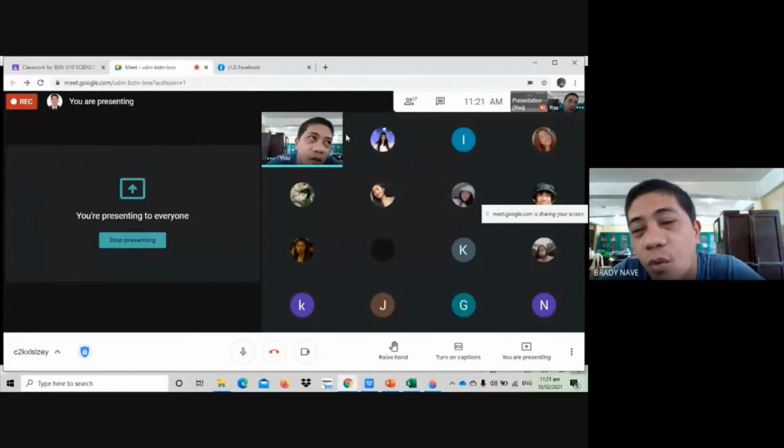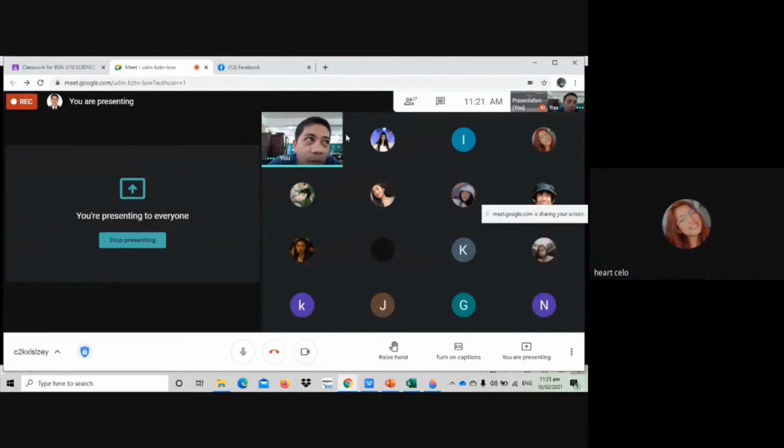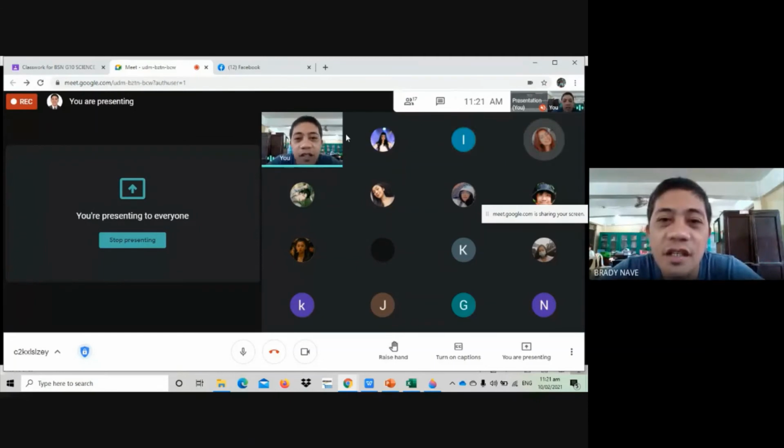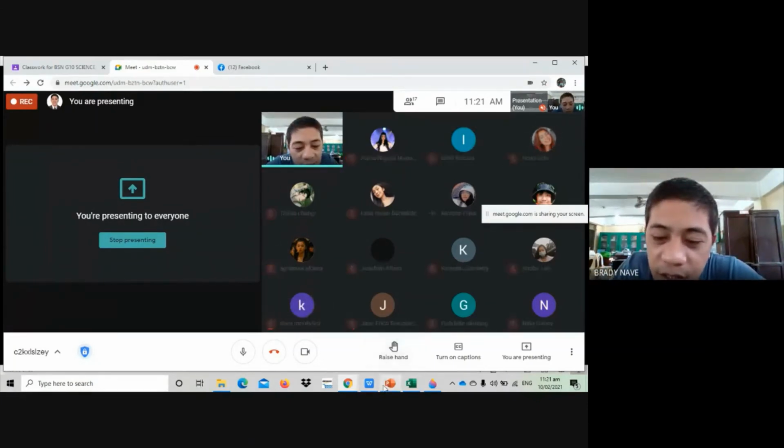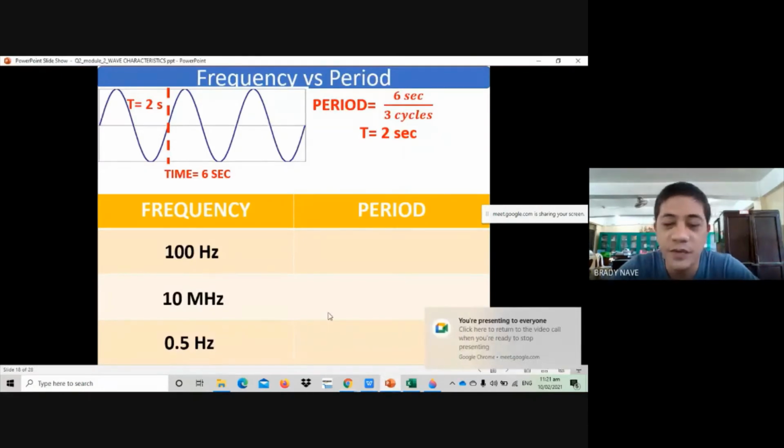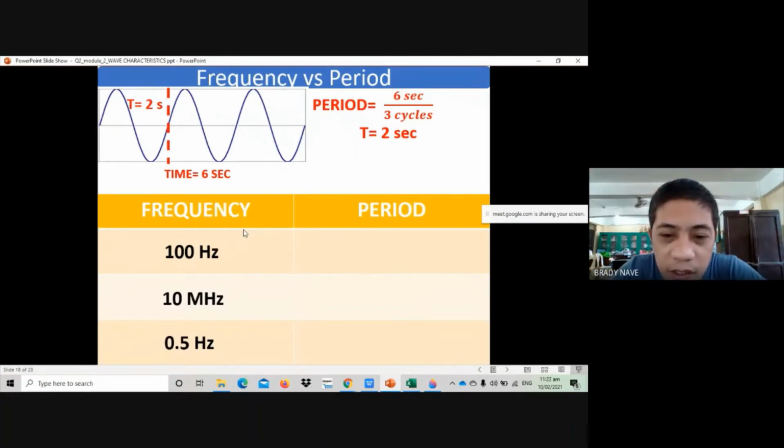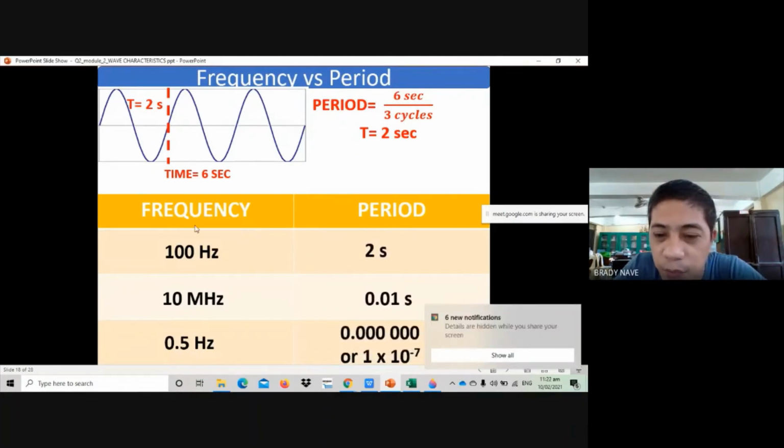What is the reciprocal of 1/4? 4, sir. Whole number, sir. Okay, the answer is 4. Okay, so let's answer now the period. So 100 hertz, the period is 1 divided by 100, which is 0.01 seconds. So that is the answer in number 1.